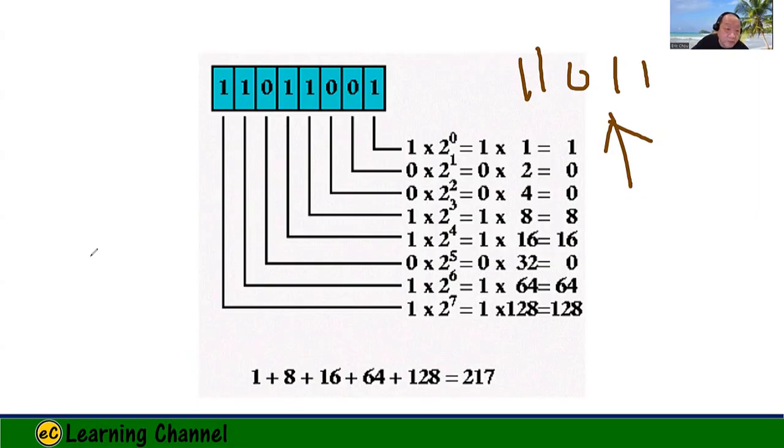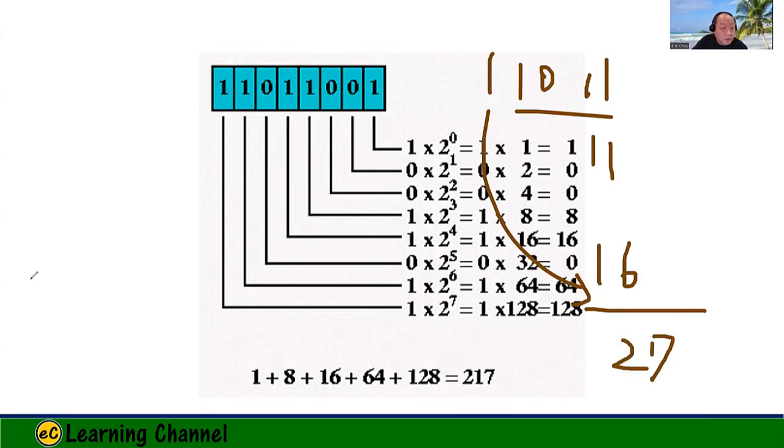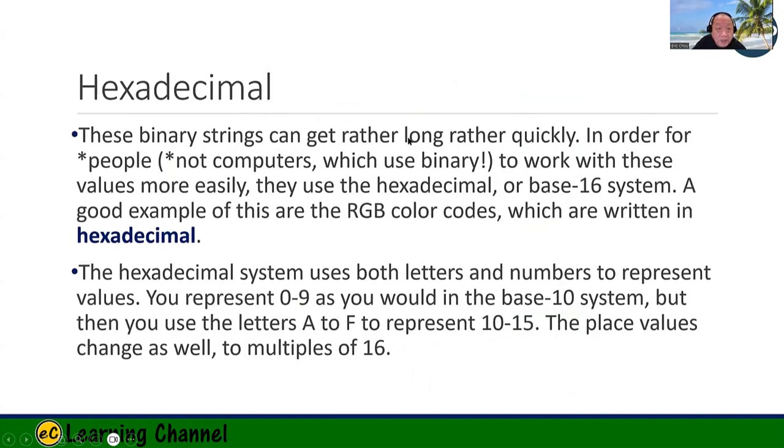27. Yeah, 27 is correct. You got 11011. This 11011, we already know it is 11. This one is 16, so you got 27. Okay, you can do it that way. Okay, so these are binary to decimal, decimal to binary conversions. You got to know it, okay?